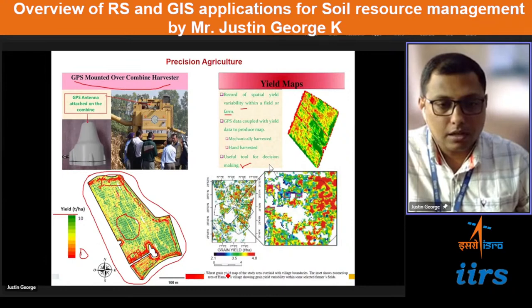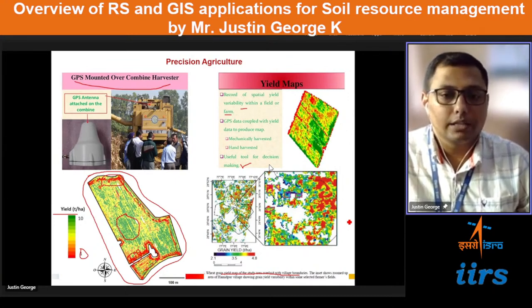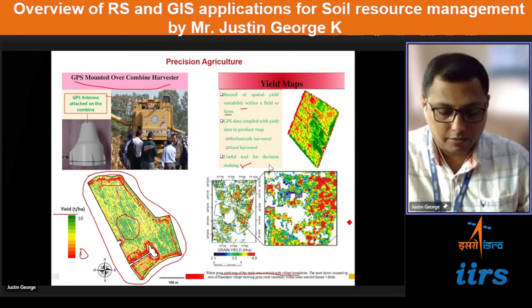So this is the wheat grain yield map of the study area. They are mainly overlaid with the village boundaries. So within a particular locality, we can see which village has higher fertility or higher yield, or we can go in depth to study what may be the reason for the higher or improved yield in this particular area. All these things can be identified.